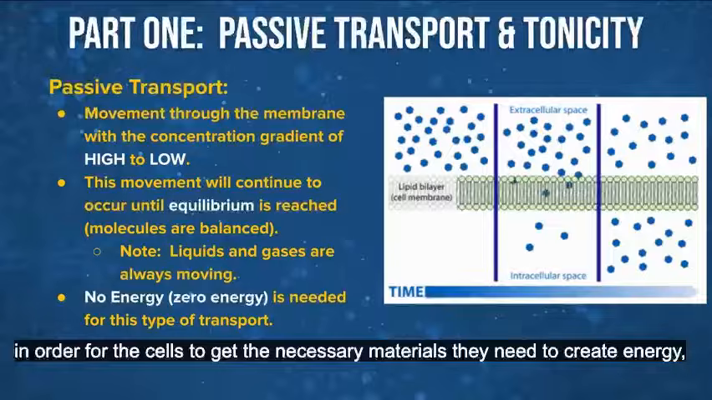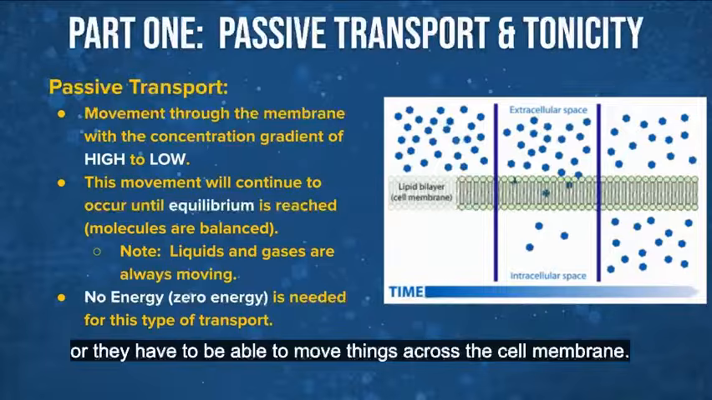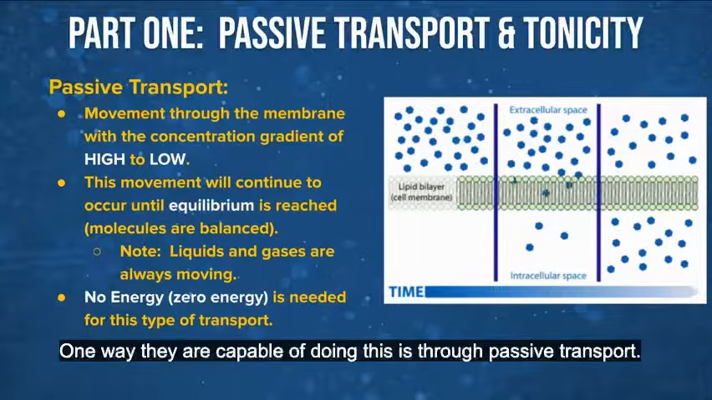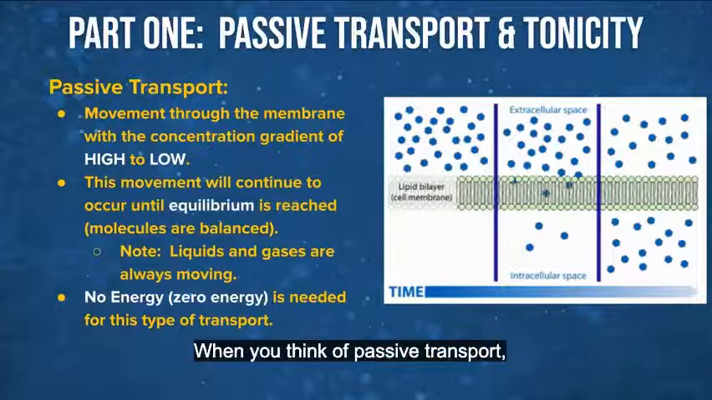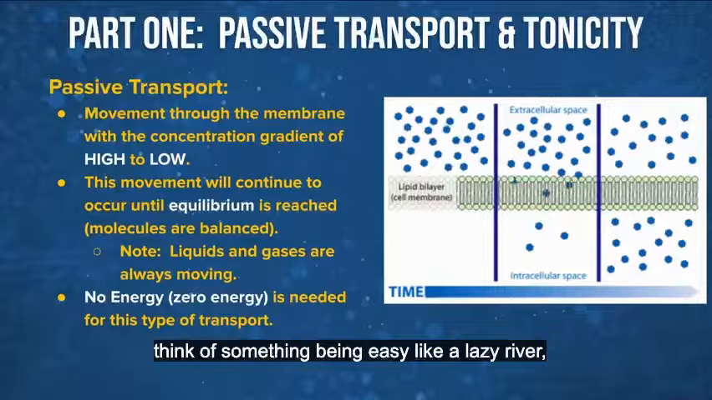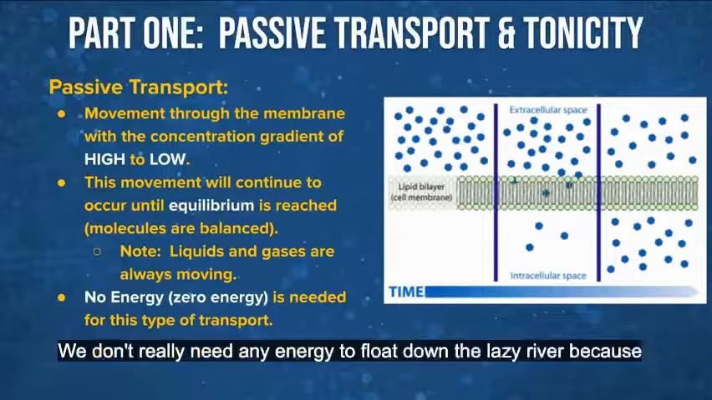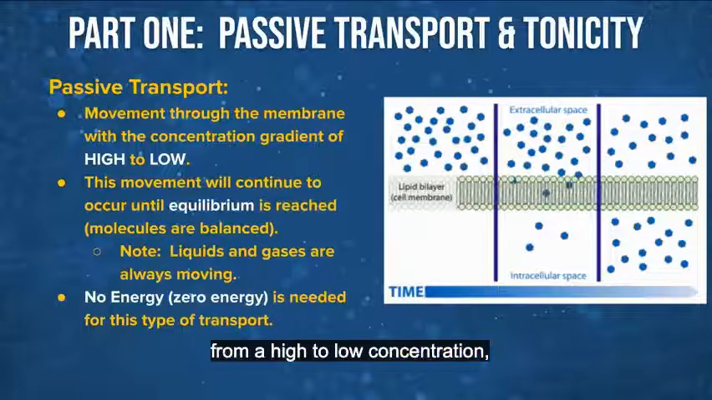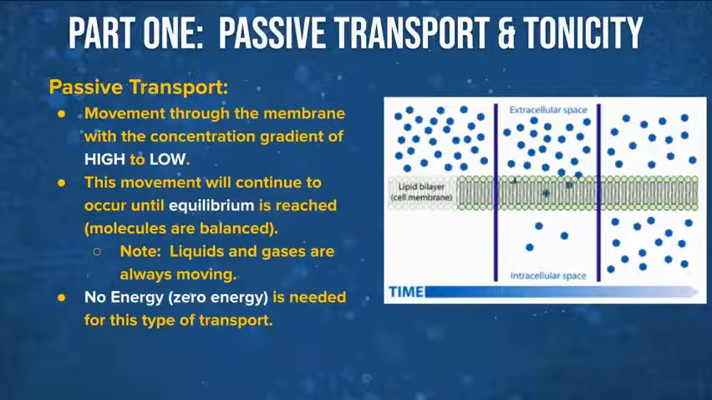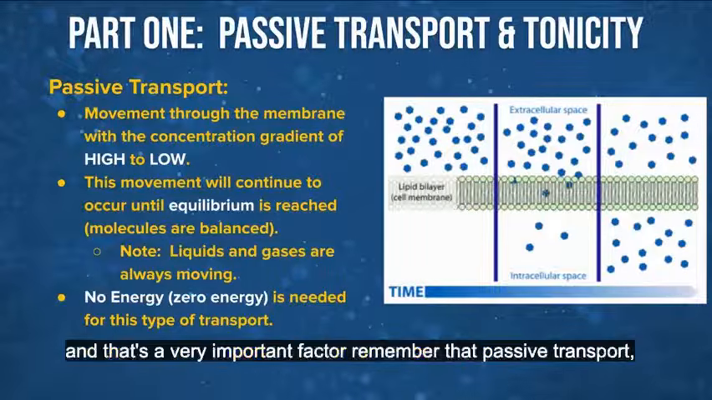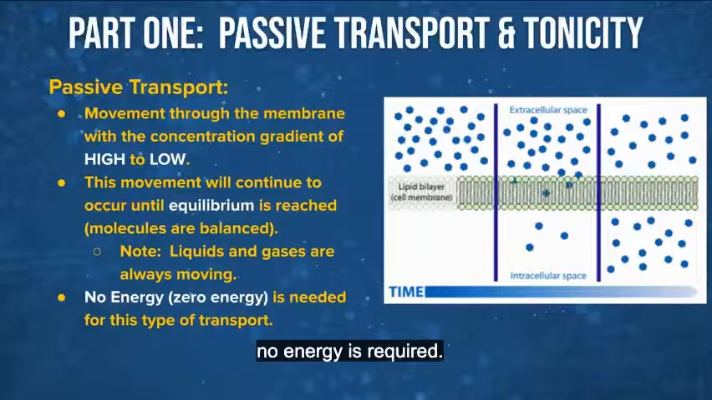Now, in order for the cells to get the necessary materials they need to create energy, they have to be able to move things across the cell membrane. One way they are capable of doing this is through passive transport. When you think of passive transport, think of something being easy, like a lazy river. In a lazy river, we're flowing with the path of least resistance. We don't really need any energy to float down the lazy river because we are moving from a high to low concentration, essentially just like passive transport. And that's a very important fact to remember: in passive transport, no energy is required.